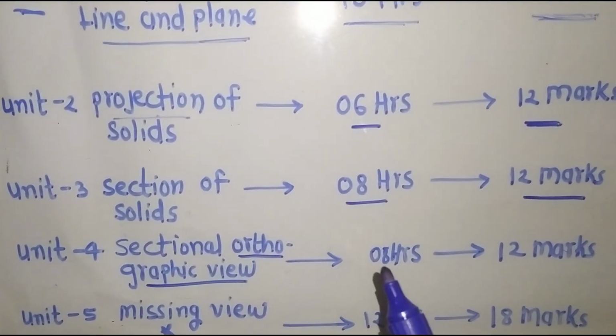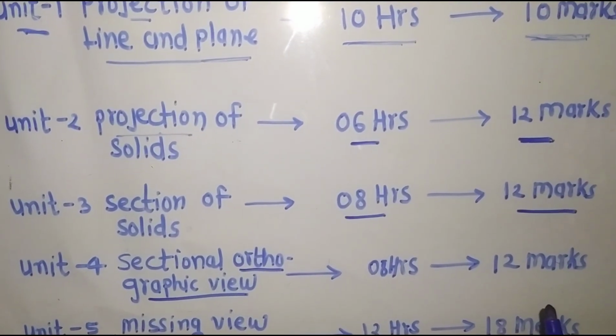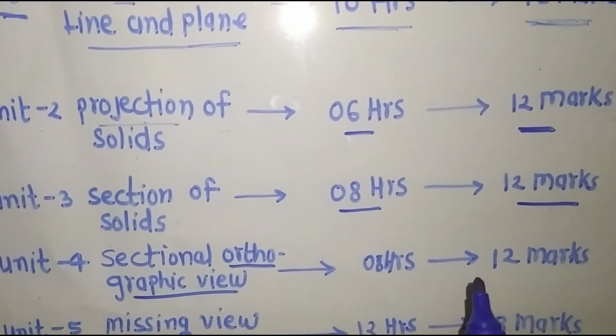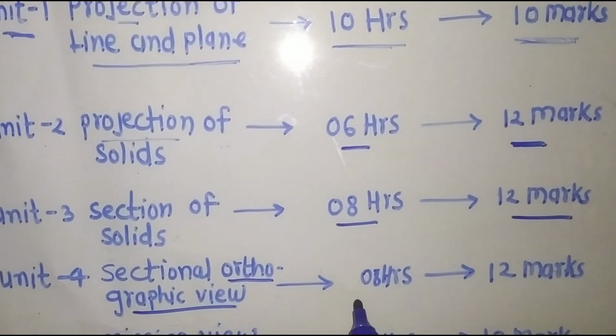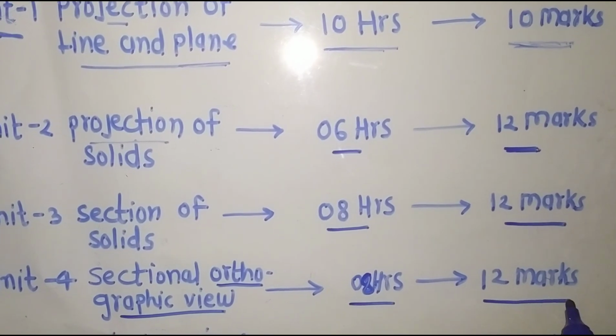If you cut it and remove that portion, what changes are observed in that object? To understand the hidden internal quality, a dotted line is converted into a dark line. That will be studied in 8 hours. For that, 12 marks are given.